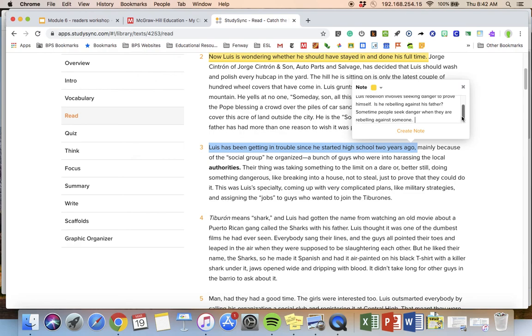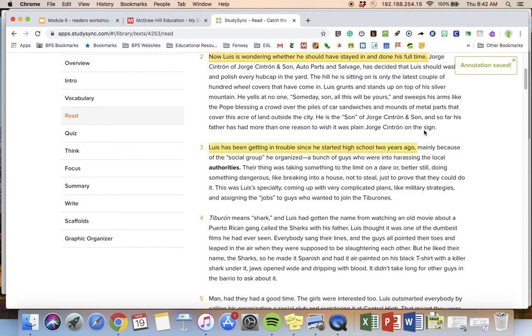So here's my note, and this took a lot of time for me to connect the clues that I saw in this paragraph and even the one before it. So it's a mix of statements and questions that I ask myself. It says Lewis is acting in a rebellious way. I wonder why. And then I kind of answered that question. Lewis' rebellion involves seeking danger to prove himself. Then I asked another question. Is he rebelling against his father? I said sometimes people seek danger when they are rebelling against someone.